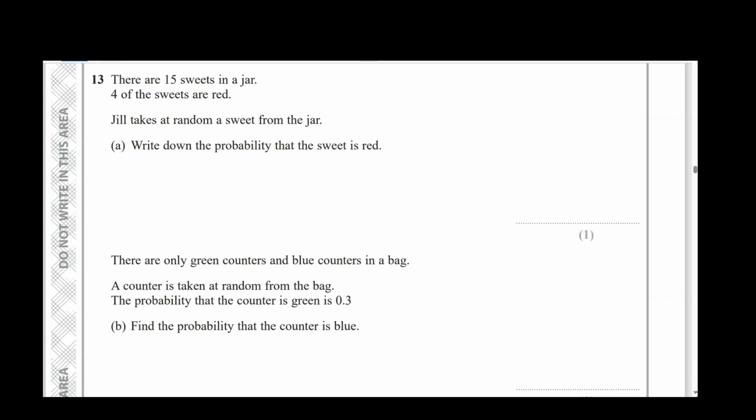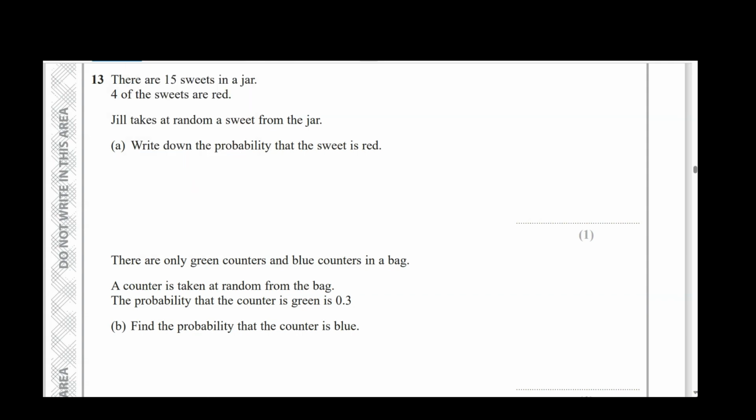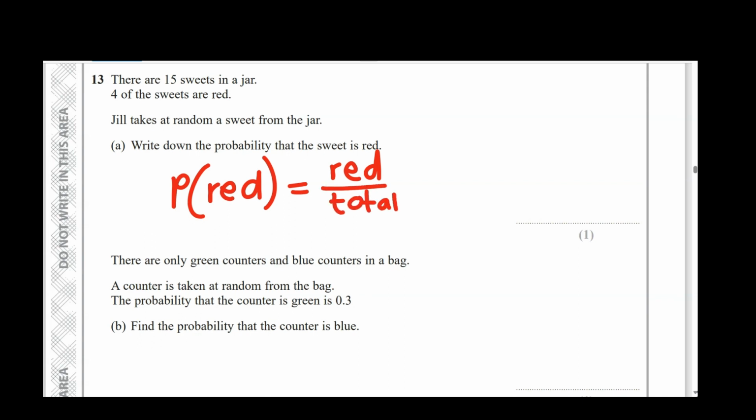With probability, how we're going to think of it is, if I want the probability of a red sweet, the probability of red is going to be how many red are there out of how many are there in total. Really simple. There are 4 red sweets. How many are there in total? There are 15. And so that is my probability. That's all you have to do for that.